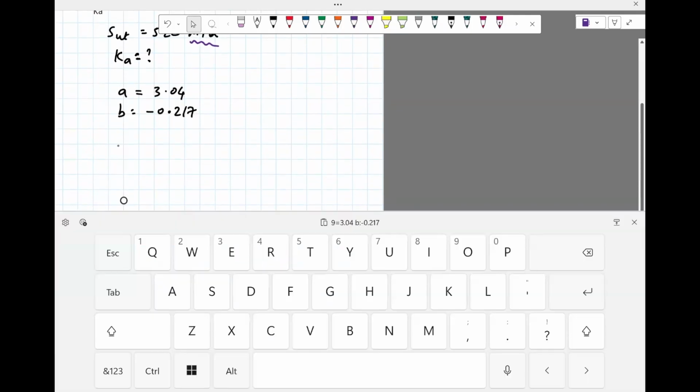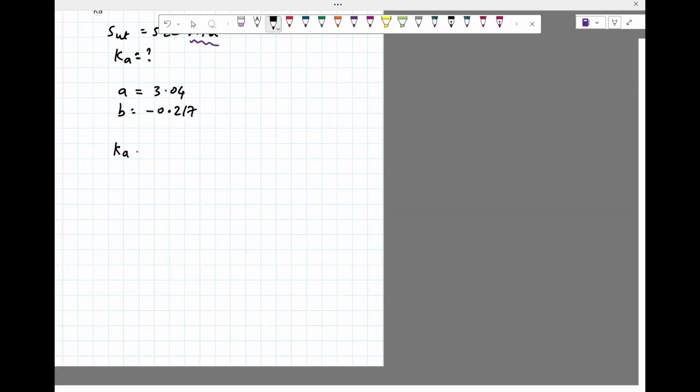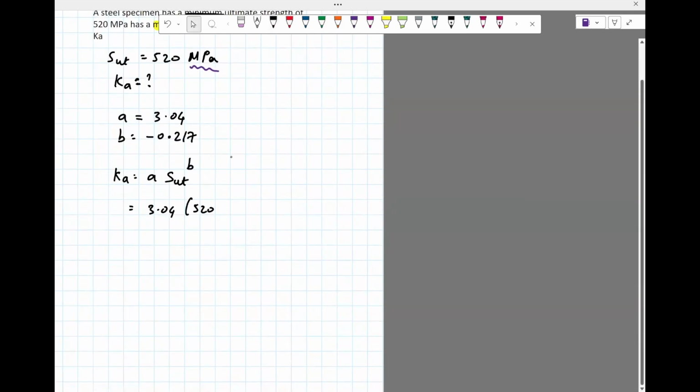Okay, and then the formula is clearly Ka equals A SUT raised to B. A is 3.04, SUT is 520 megapascals, B is minus 0.217. So Ka, after substituting the values, comes out to be 0.78. So that's the answer.